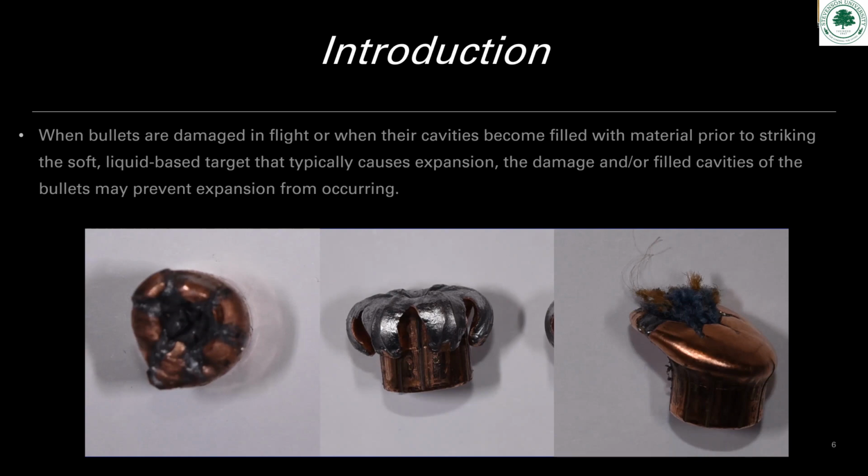So you can see in the middle, we have a nicely expanded bullet. To the left, we have a damaged bullet, right? The cavity was damaged, so it didn't expand. And to the right, we have a bullet that went through denim, and it acquired all that denim in the cavity of the bullet, and the petals did not open up like a flower. Instead, the bullet got flattened after it passed through the ballistic gelatin. So that caused expansion failure right there.